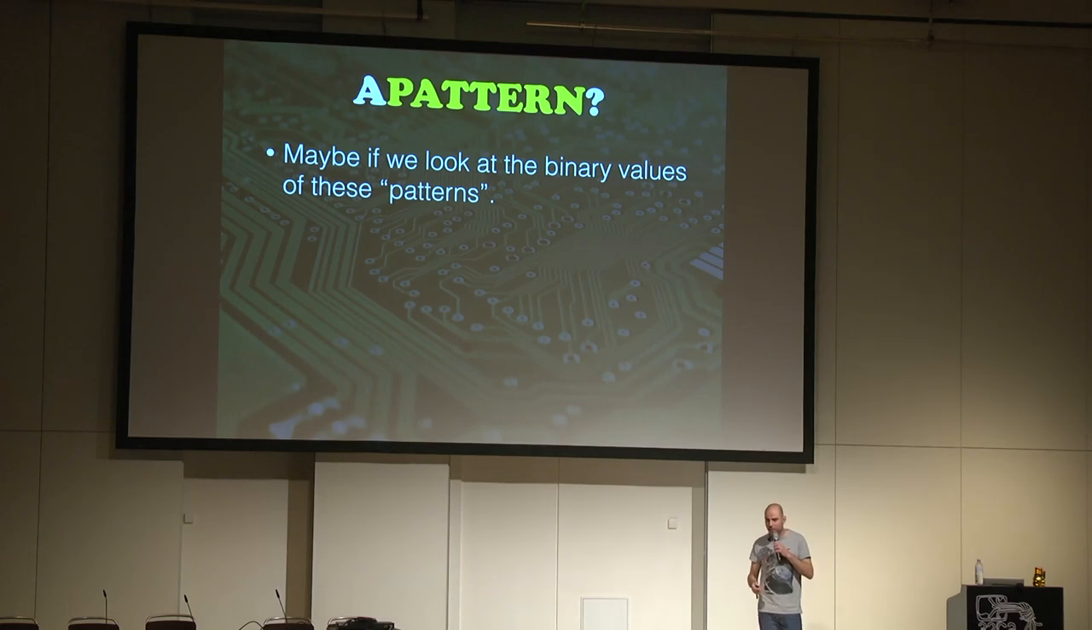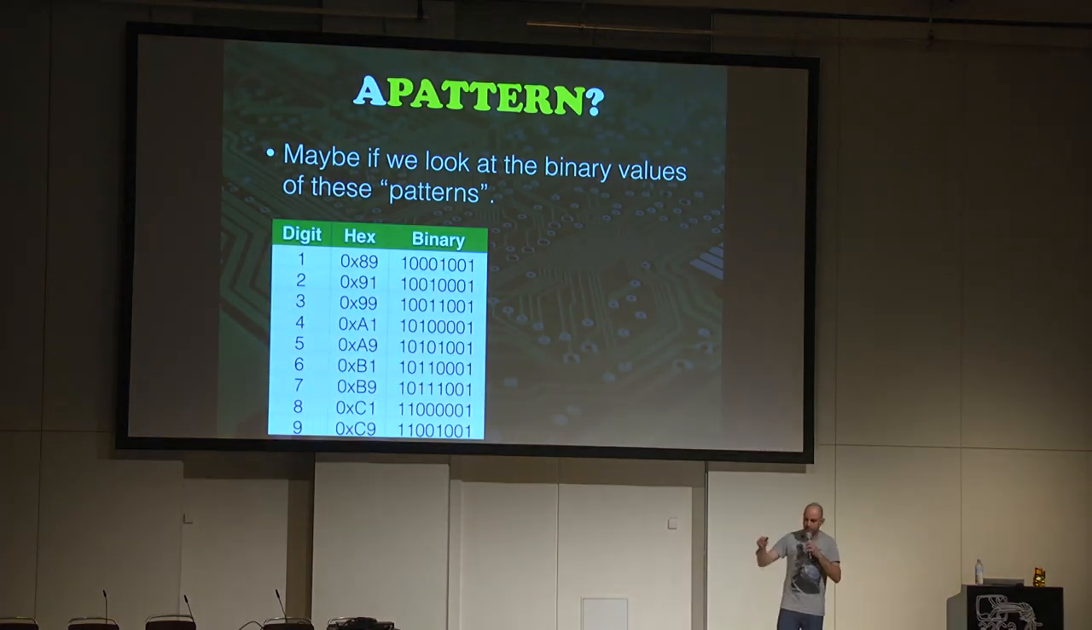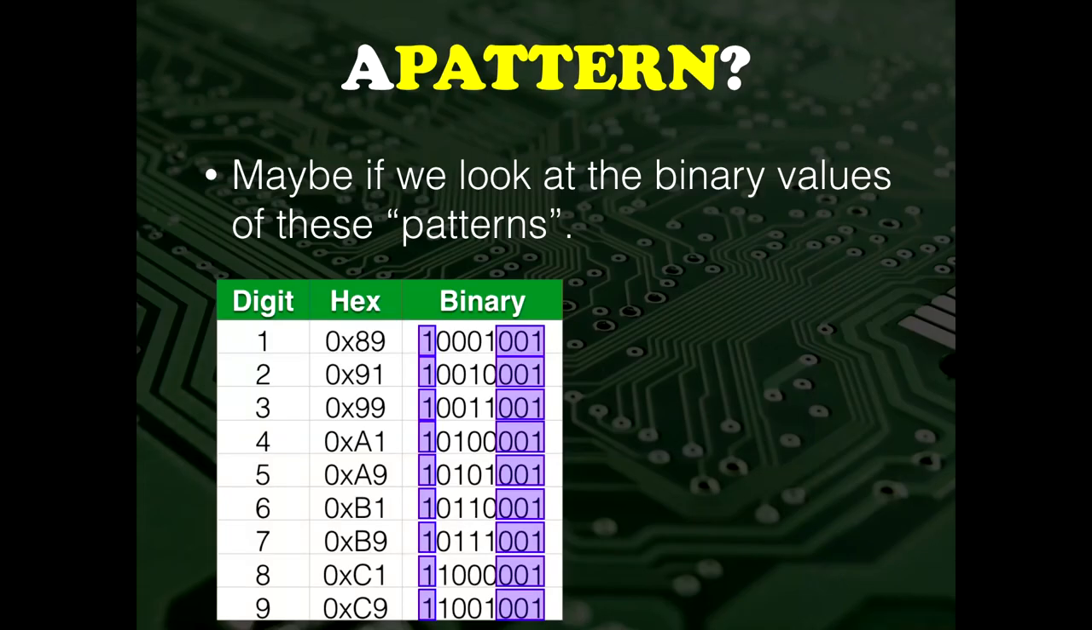What can we do? Maybe if we list the digits that we see, 1, and the hex value that we see, 89, this is our mapping, and the binary values, maybe this will give us some kind of clue, right? Look at this. Look at the binary values. There's an obvious pattern here. This part here is fixed, and this part here is not. And not only that it's not fixed, but it's some kind of counter, right? Look at this. 1, 2, 3, 4, binary counter, right?